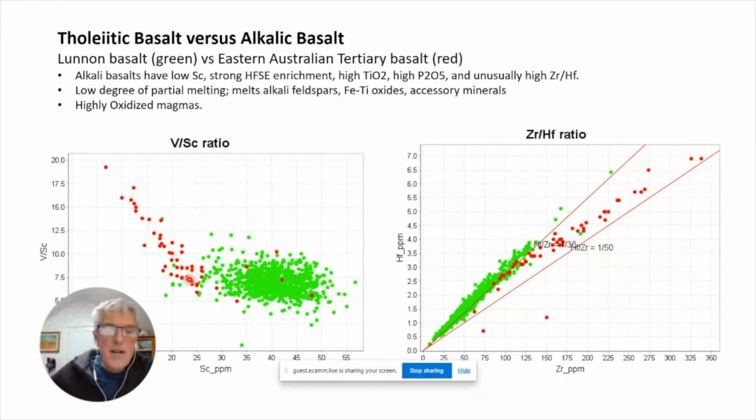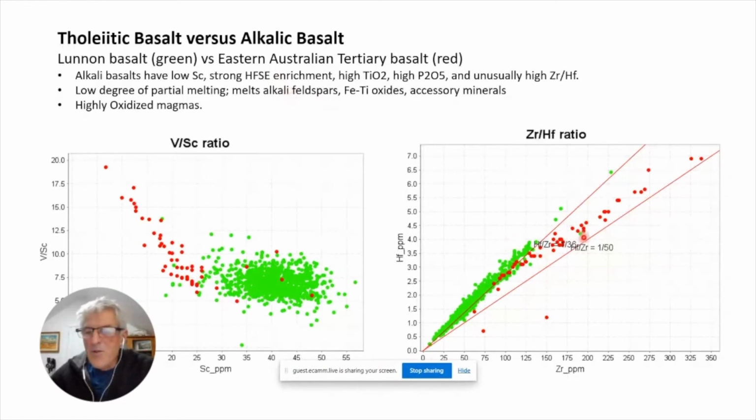And these are really oxidized magmas. We are melting all the things that contain Fe3+ before the things that contain Fe2+, right? So alkalic magmas are almost always really, really oxidized. And because it's a low degree of partial melting, it will melt all the weird things first. So it melts all the phosphates, all the oxides, and the zircons before it melts pyroxenes and plagioclase. It'll melt the alkali feldspars, so they'll have lots of potassium, lots of sodium, lots of barium, lots of strontium.